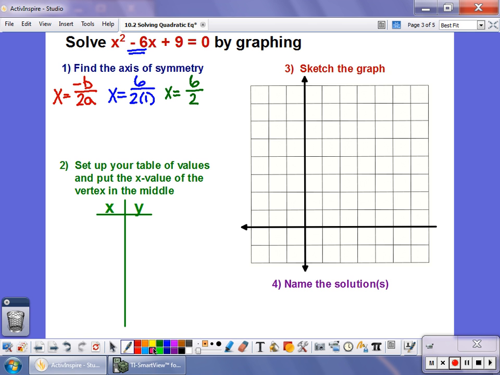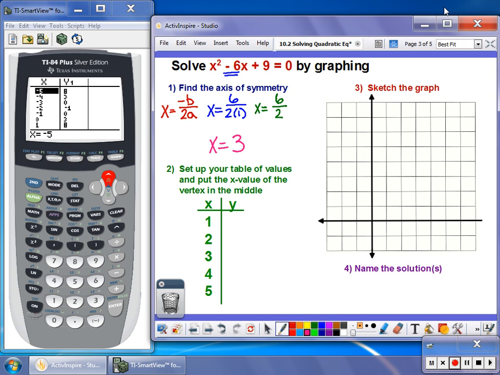Gives me an x-intercept. Not an x-intercept, an axis of symmetry of x equals 3. Again, 3 is going to be the middle point of my table. I'm going to have two numbers on either side of it, and then we'll go back to our calculator.